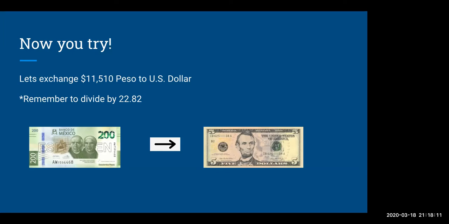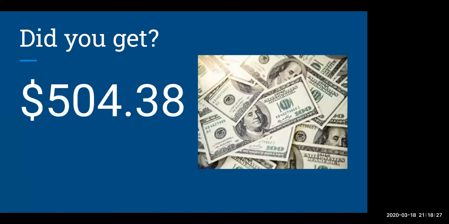And then I have the answer if you guys are ready. So if you have 11,510 pesos, you want to exchange it back to US dollars, you're just going to divide it by the current exchange rate. At this time, it was 22.82. And then you should get $504.38.